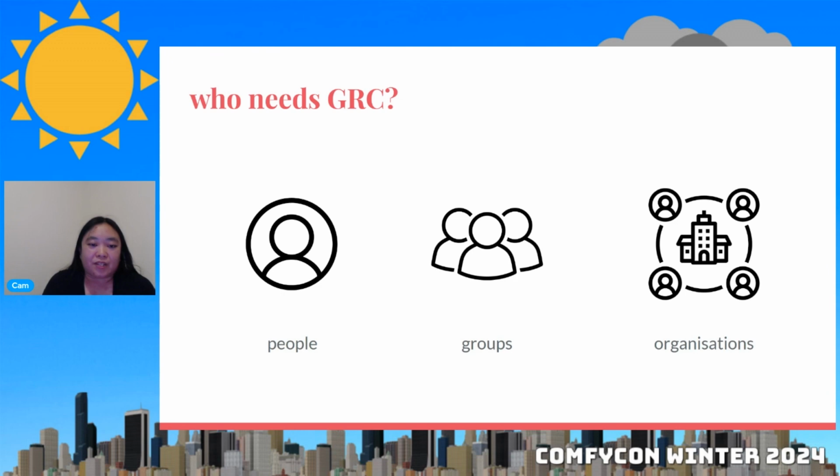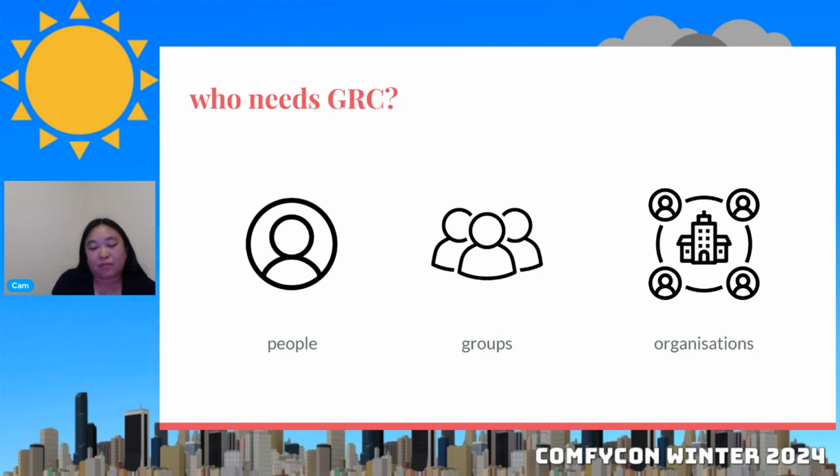So who needs GRC? We've talked a lot about organizations and how that comes together. But it's not just organizations. It's also groups, like your users, your stakeholders, people who may not even be involved with your organization but are impacted by it. And then you've got the individual people. These might be the people on the ground doing the work. These might be the people making decisions.